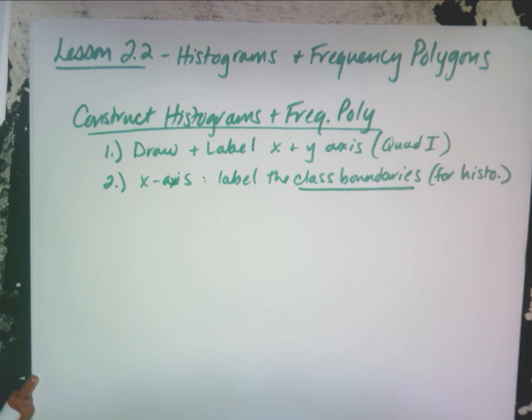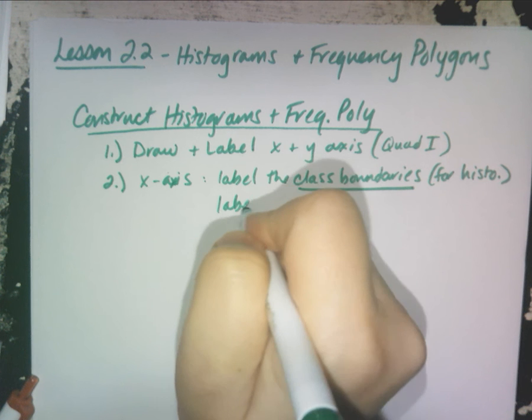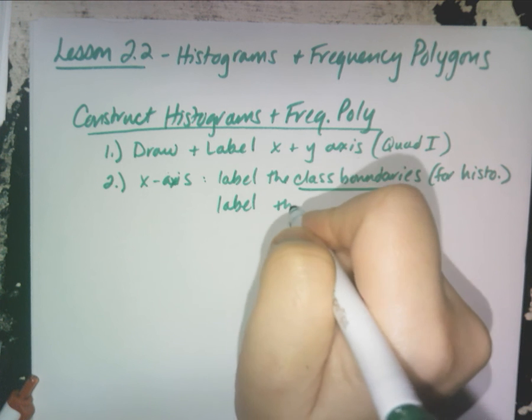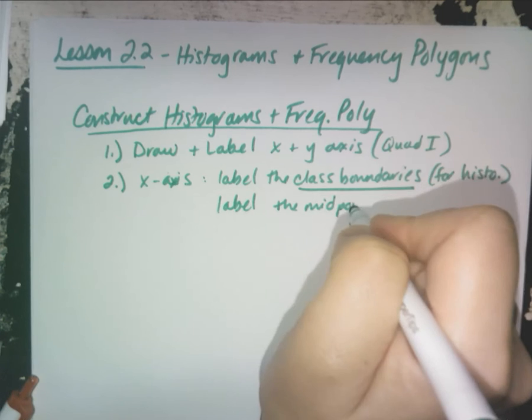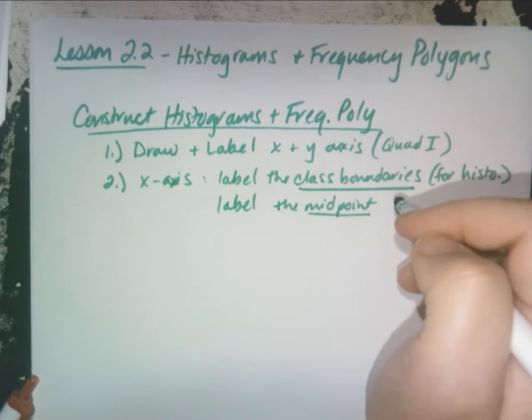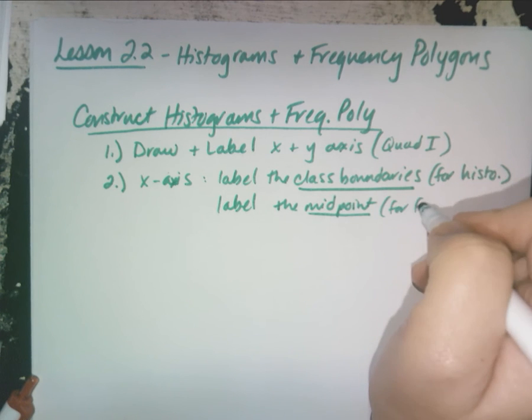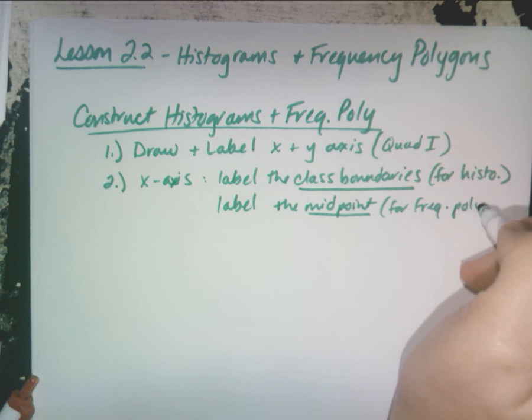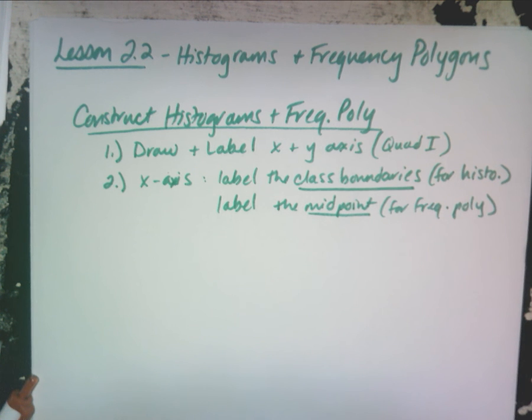When we do the frequency polygon, you don't label class boundaries, you label midpoints. Label the midpoint. And I'll show you this when we do our example. And that's for the frequency polygon. Okay. So 2 different things there because we're doing two graphs today. We're going to do a histogram on one, and we're going to do a frequency polygon, and you'll see what I mean when I talk about labeling your x-axis.